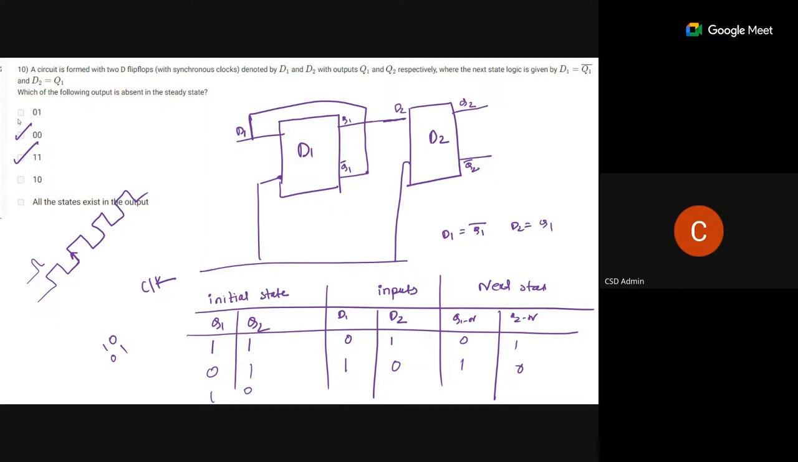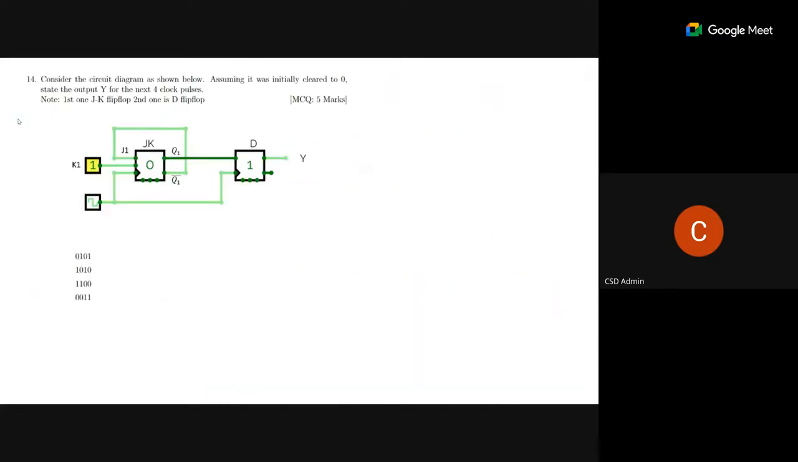Okay, now let's see. This is a previous year question; this type of question will come. Consider the circuit diagram as shown below, assuming it was initially cleared to zero. State the output Y for the next four clock pulses. First one is a JK flip-flop and the second one is a D flip-flop. So what will be the output Y for the next four clock pulses?